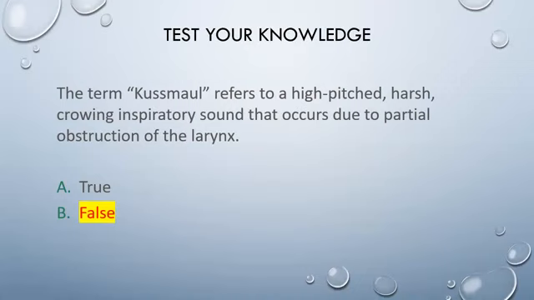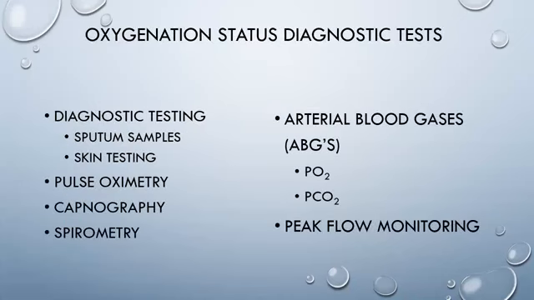So the answer here is false. What they're actually referring to, this high-pitched, harsh, crowing inspiratory sound that occurs due to a partial obstruction of the larynx, is actually stridor. You may or may not learn about stridor in this chapter, but once you get to your physical assessment chapter, we'll talk about that when we talk about lung sounds and things like that. So that's important to know.